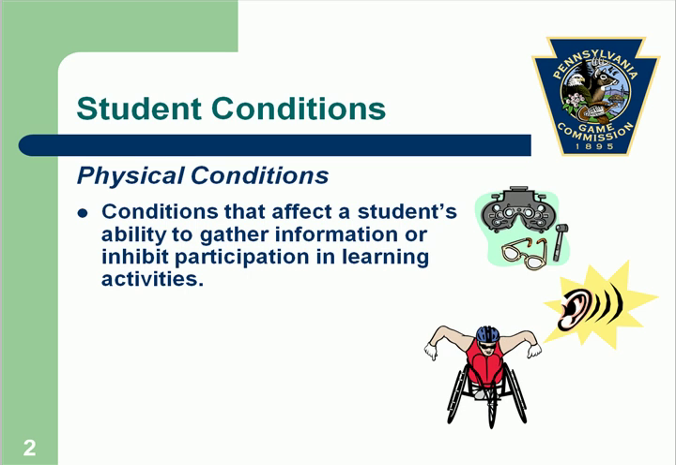The conditions that are covered in this lesson generally fall into two categories: physical and cognitive neurological. We're going to first look at the physical conditions. These are conditions that affect a student's ability to gather information or inhibit participation in learning activities. These areas include vision, hearing, and mobility tactile function.